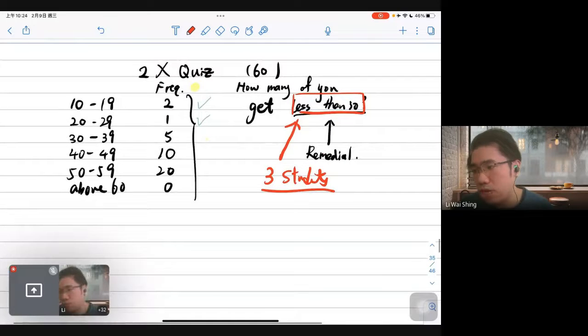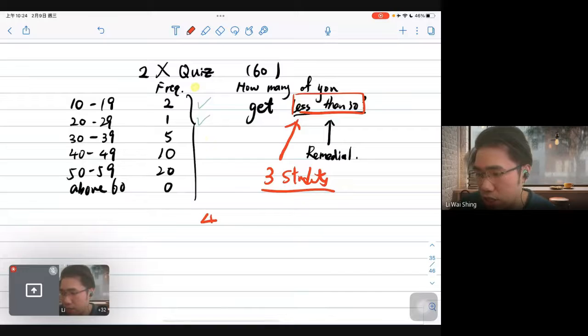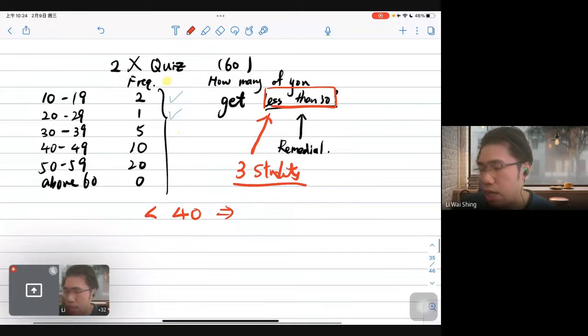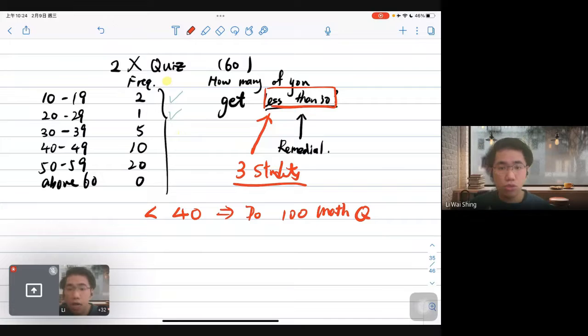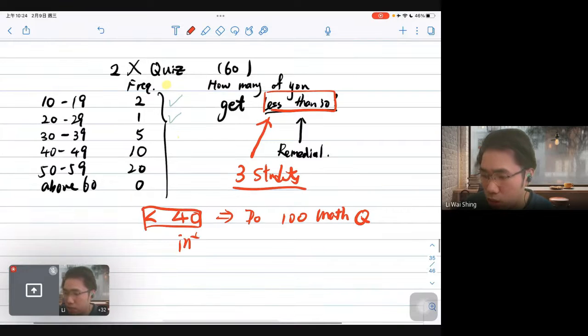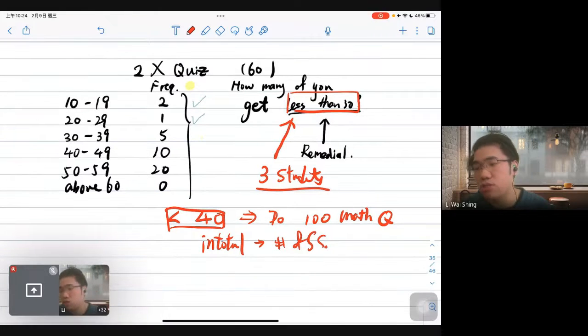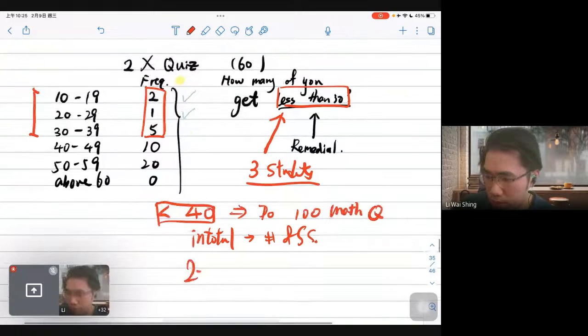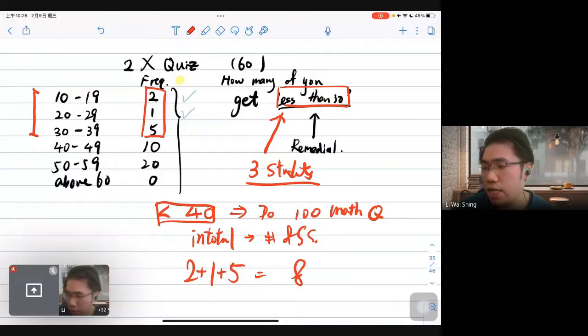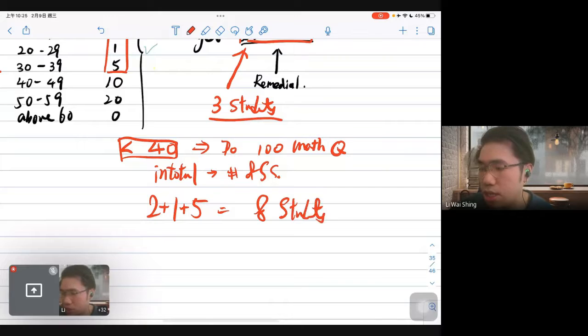For example, another example, okay, if you got less than 40, then you need to do 100 math question. I don't want to know which group you are in. I want to know less than 40, how many students in total? Then, how can I find that? 少過40分，我想知道總人數啫，我唔理你係10至19、20至29、30至39，我唔理。少過40分，同我做100條數。Then I will just add up these frequencies, and I will say, okay, there are 8 students in total get less than 40 marks.